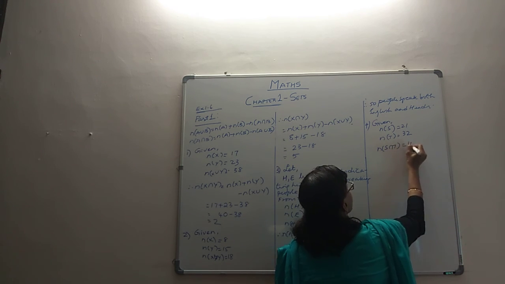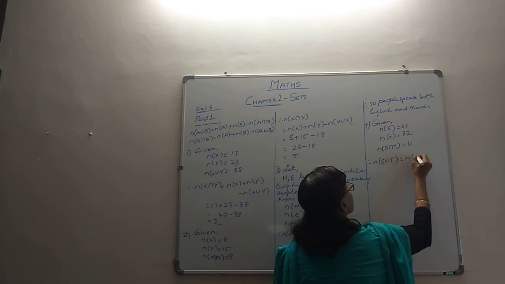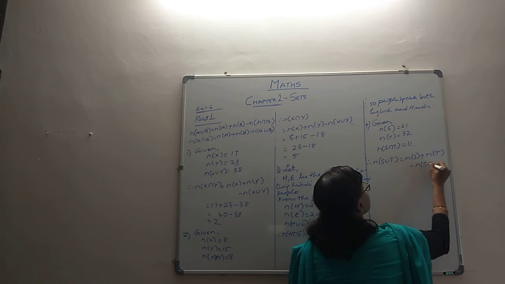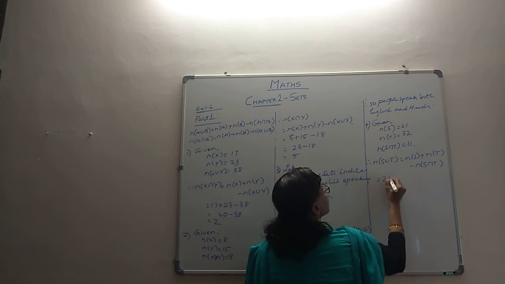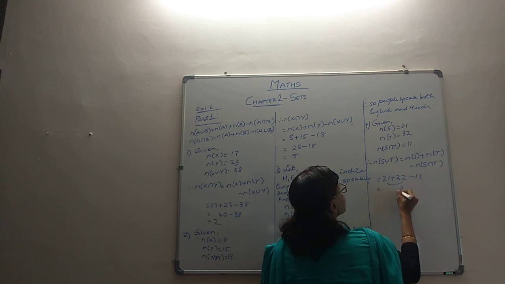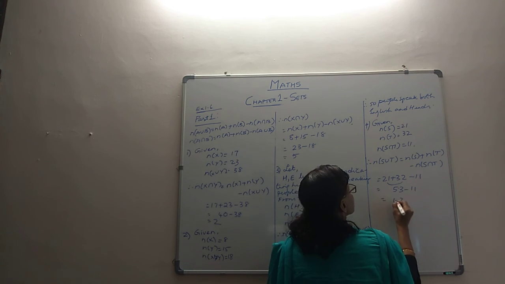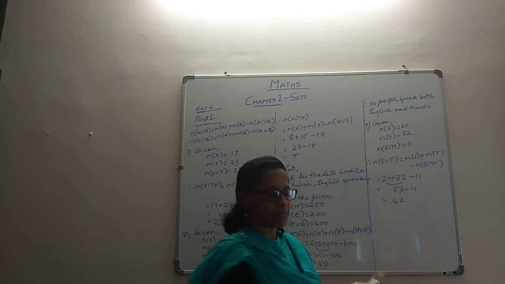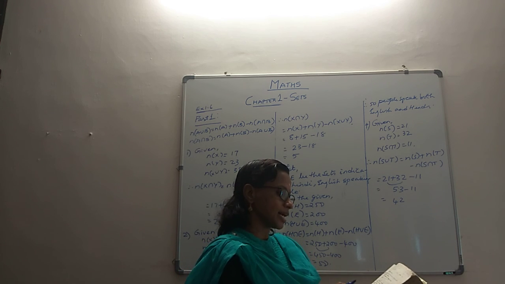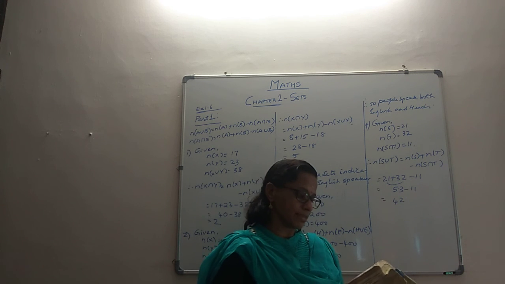And they ask us the number of elements in the union. We have learnt it. That n of S union T is n of S plus n of T minus n of S intersection T. So like that, it is 21 plus 32 minus 11. Let's see this. 53 minus 11 is 42. So the number of elements in the union is 42. You may conclude it: how many elements does S union T have? S union T has got 42 elements.